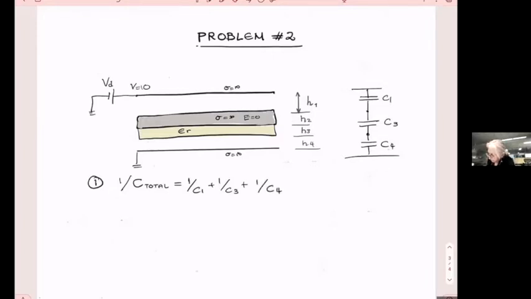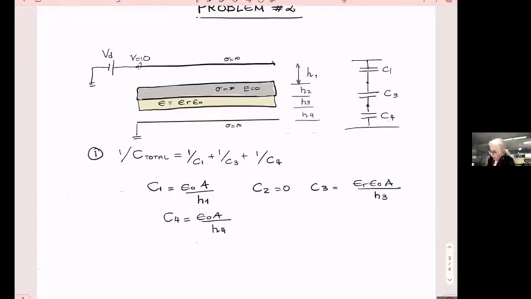Where C1 is going to be epsilon naught A, say the area is A, divided by H1. C2 is 0, we said. C3 is epsilon R epsilon naught A over H3, and C4 is epsilon naught A over H4.